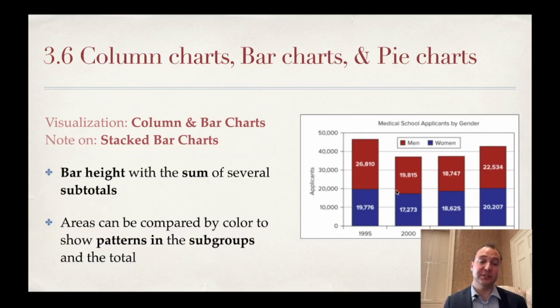There are many variations on bar charts and column charts. One of them is stacked bar charts, which means you're looking at two variables together. The total can be looked at, and the difference between the proportions can also be looked at over time.